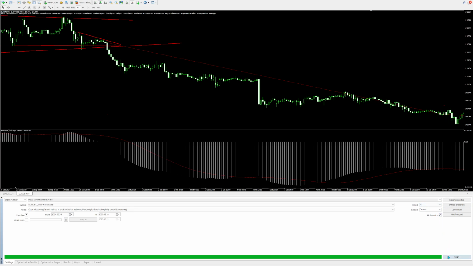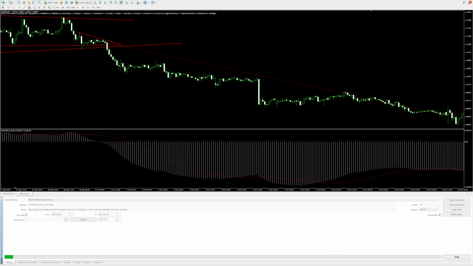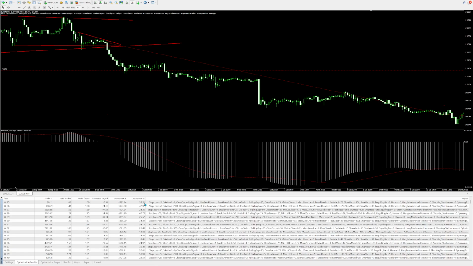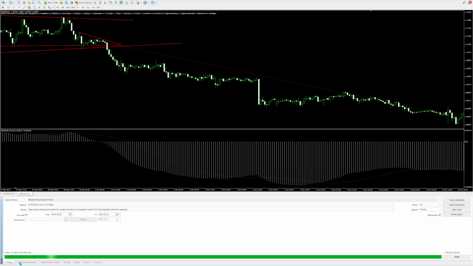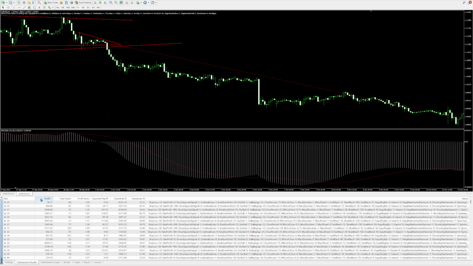Then we just check optimization, click start. Now what happens is the strategy tester, if we go to the optimization results, will do all the different combinations. You can see here stop loss of 25 or 50, take profit of 0, of 100, break even, all the different values that we selected. Basically it combines them and shows you the results. And then you can sort the results by profit, by number of trades, by the profit factor, expected payoff, drawdown, in monetary or percentage value. Let's just sort the results by profit.